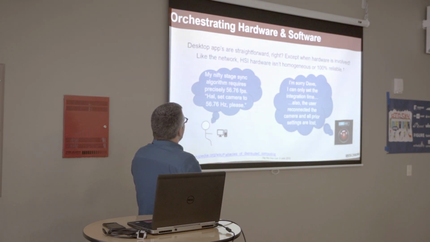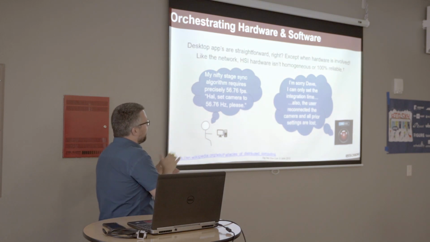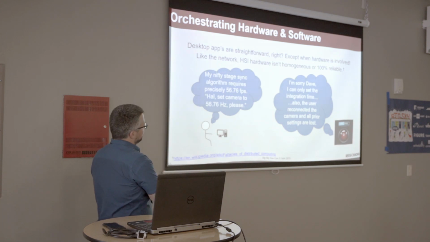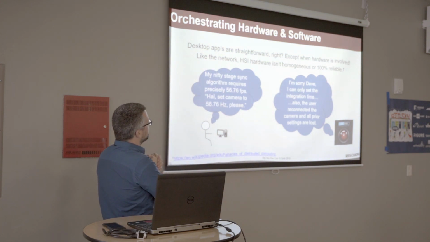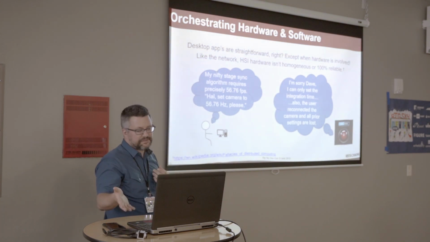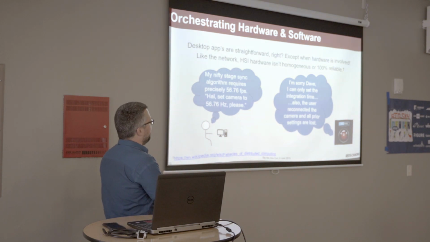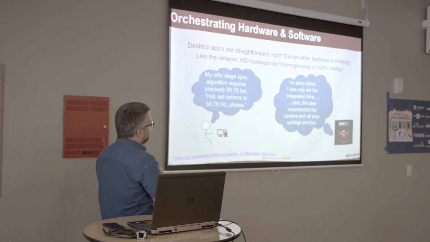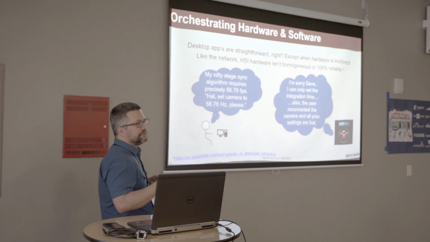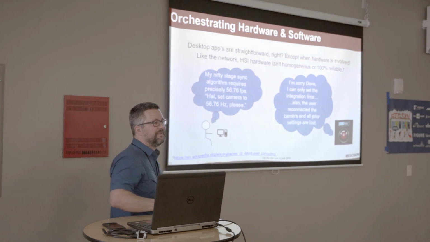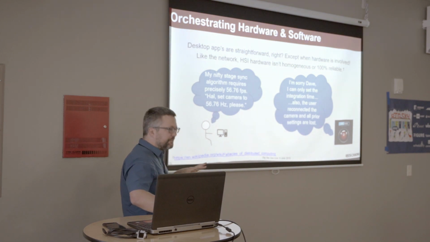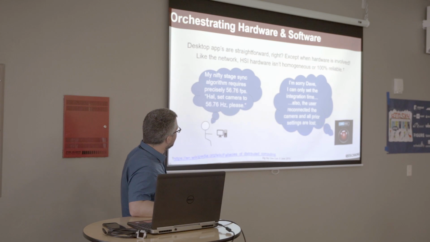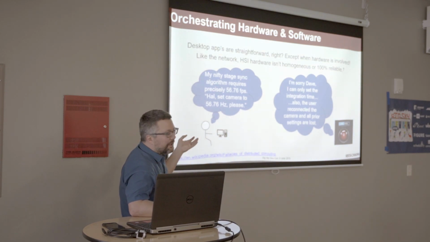So I say desktop apps are so straightforward, right? Except when you have hardware, maybe. And I actually heard this in a different talk. Hyperspectral imaging hardware isn't homogeneous. We have different types of cameras, different types of imagers. They all have little design differences, right? And it's not 100% reliable, right? Your user can always unplug the camera at any time. That's one big thing. Again, fairly rare because they don't want to screw themselves up, but these things happen. So this is what I call bargaining with the hardware.